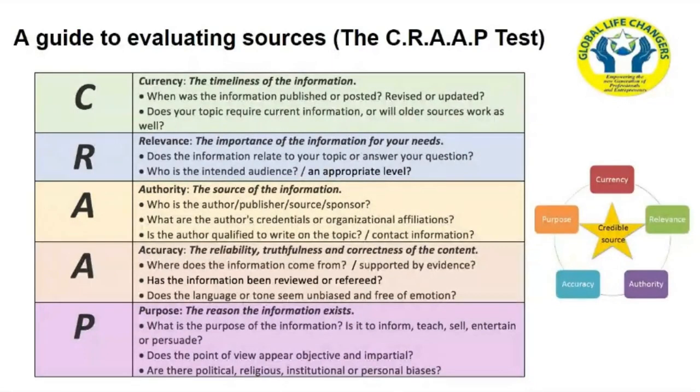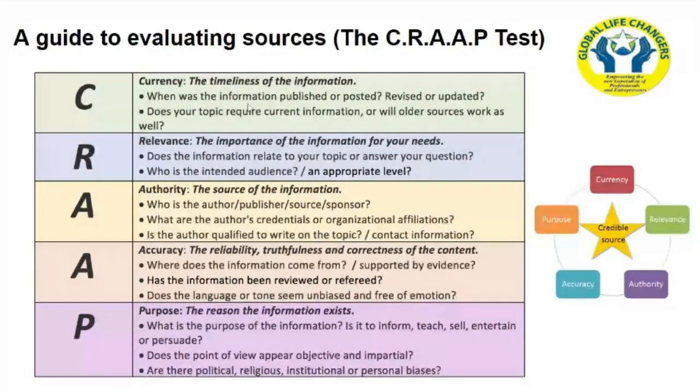So how do you do that? Well, here is a guide to evaluating sources. That's the CRAP test. The CRAP test is a list of questions to help you evaluate the information you find. Now, C stands for currency, the timeliness of the information. Please take a look at it. You can zoom it if it looks smaller on your screen.